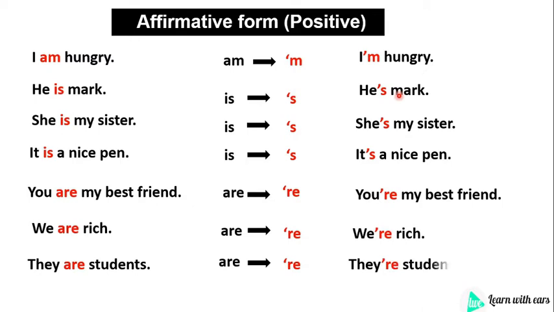We're rich. They're students. Okay? So we can say I am hungry or I'm hungry. He is Mark or he's Mark. She is my sister. It is a nice pen. It's a nice pen. You are my best friend. You're my best friend. We are rich. We're rich. They are students. They're students. Okay?